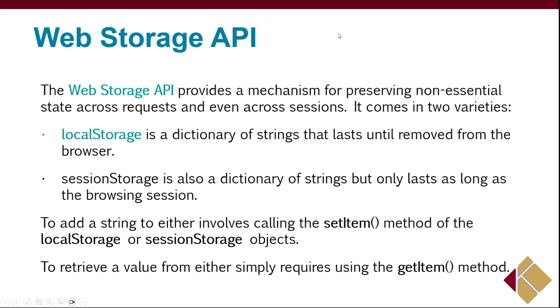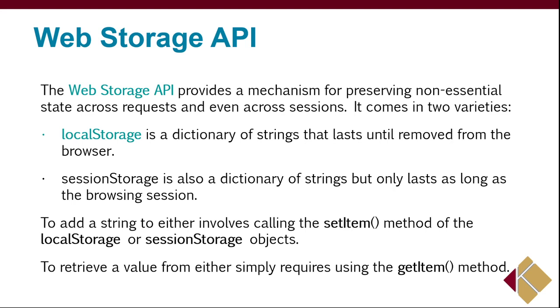So there are a couple different ones. We're going to be using a weather one for our lab, but these are a couple examples of other ones. So we have a web storage API. That is basically a way to keep data even across sessions.